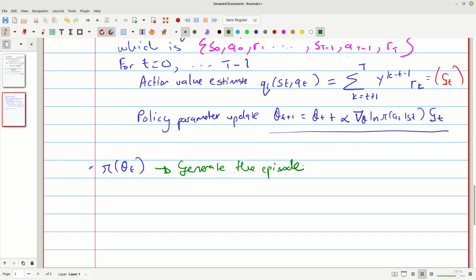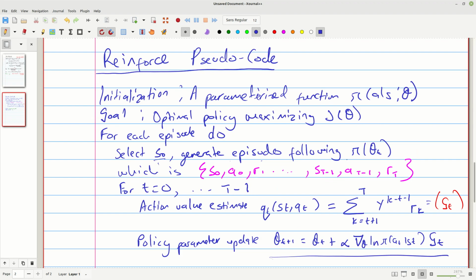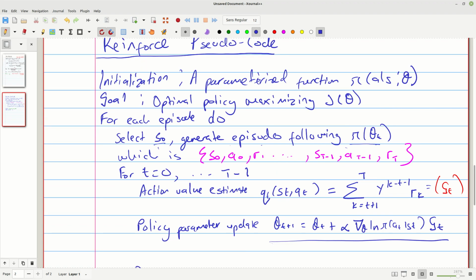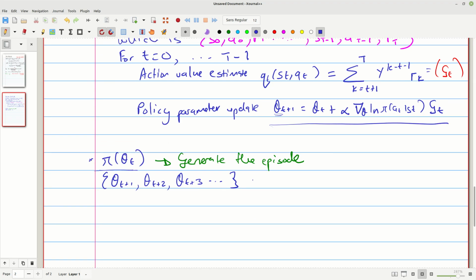So if we were to follow the theory, because here we use pi theta t to generate the episode, but at the same time what we're doing is we update theta t plus 1, theta t plus 2, theta t plus 3, and so on, just from the samples we generated. Because if you look here, select S0, generate episodes following pi theta t. And then using the episodes we generated, we're going to compute theta t plus 1, theta t plus 2, and so on, just following this. So this is using pi theta t. That's how we're making these updates.